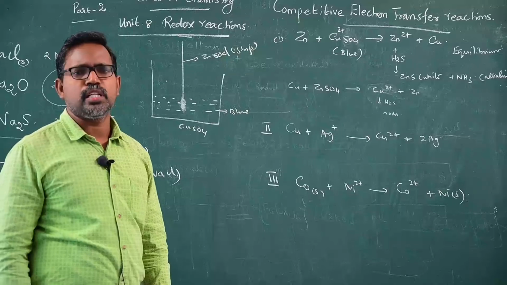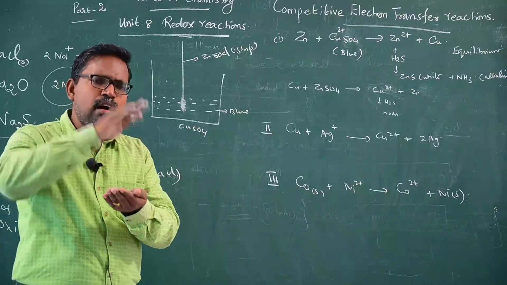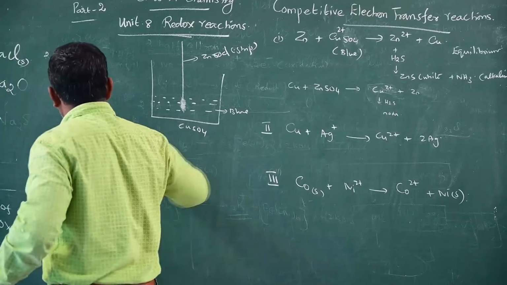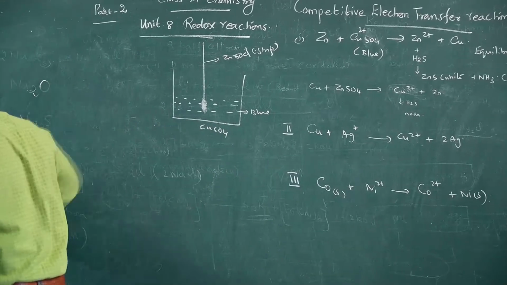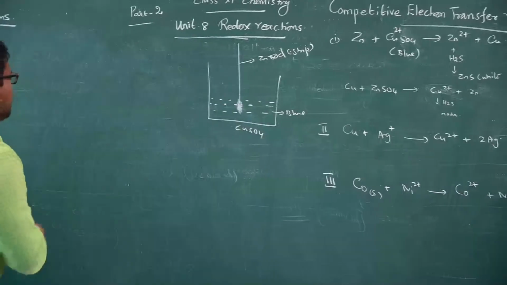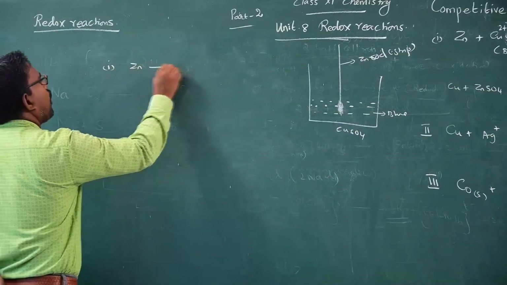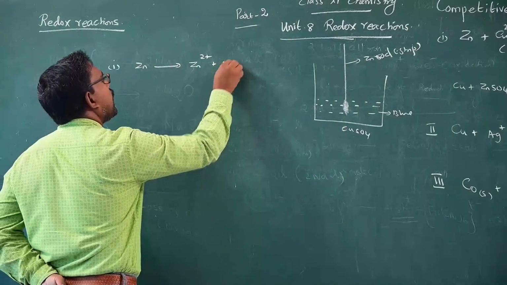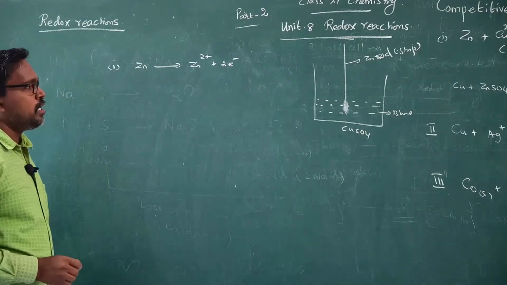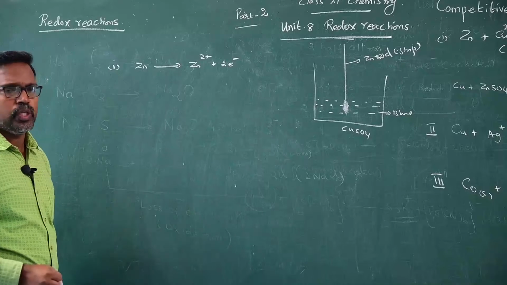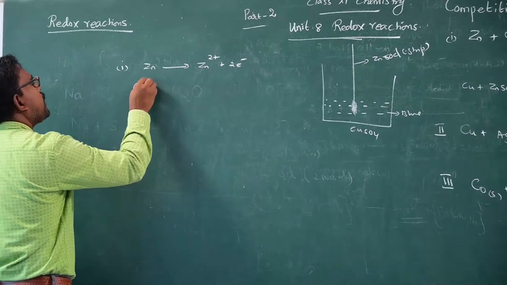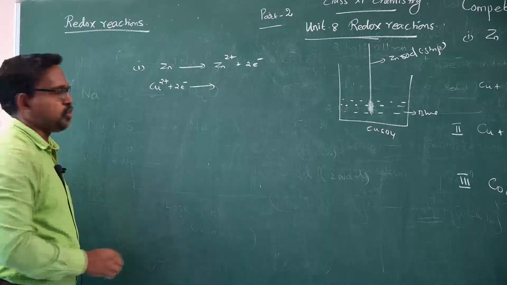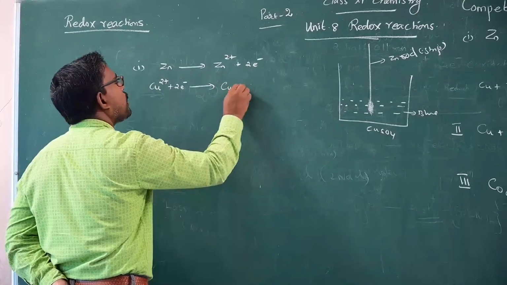What happens in this process? When a zinc rod is dipped in copper sulfate solution, what happens? Zinc loses its 2 valence electrons and becomes Zn2+ and 2 electrons. At that time, copper in the copper sulfate solution exists in the +2 oxidation state, receives 2 electrons, and becomes solid copper.